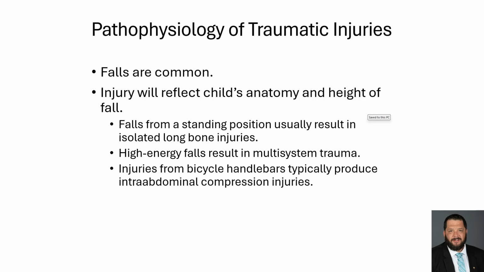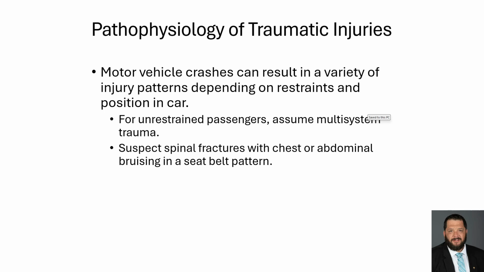For example, a 6-year-old playing on the monkey bars is most likely to sustain an upper extremity fracture when falling onto an outstretched arm. Internal or head injuries would be uncommon with that type of injury. Falls from a standing position usually result in isolated long bone fractures, but high energy falls can result in multi-systems trauma. Injuries from bicycle handlebars typically produce intra-abdominal compression injuries because the patient tends to fall forward over the handlebars. Pathophysiology for traumatic injuries.